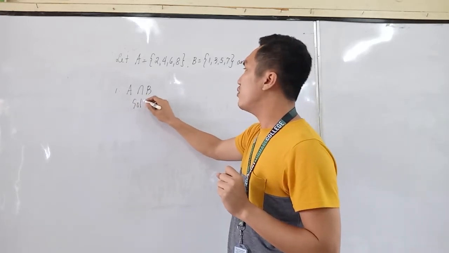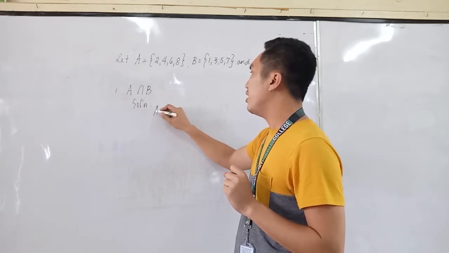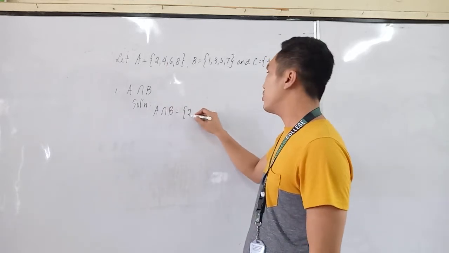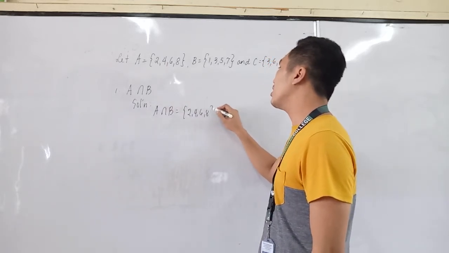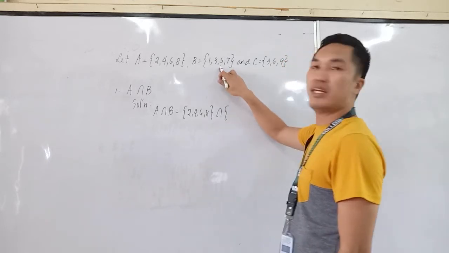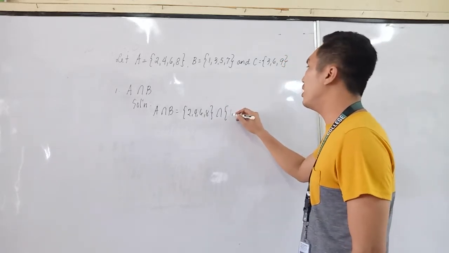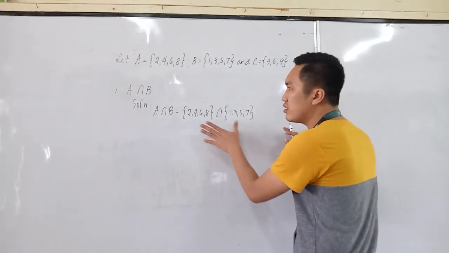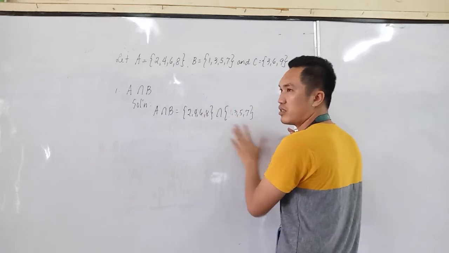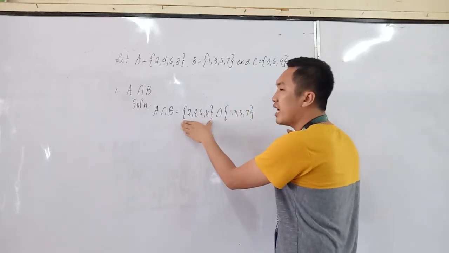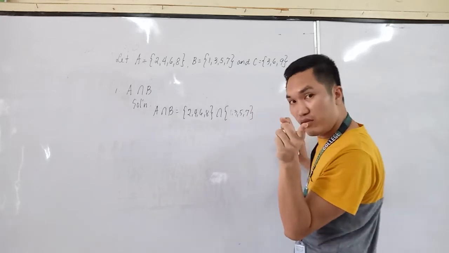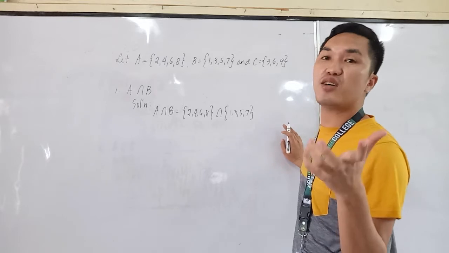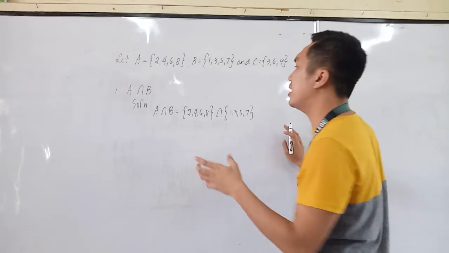So for the solution of this one, we have A intersection B is equal to 2, 4, 6, 8. Then intersection with the set B, we have 1, 3, 5, and 7. So as you have noticed, if you are going to find the intersection of these two sets, we look for common elements. Take note of the keywords, common element. When you see common elements, the same elements.